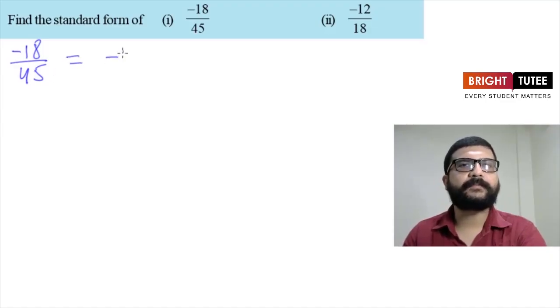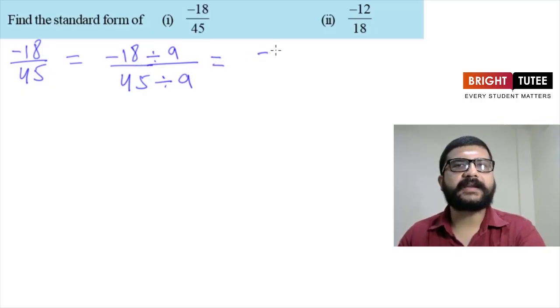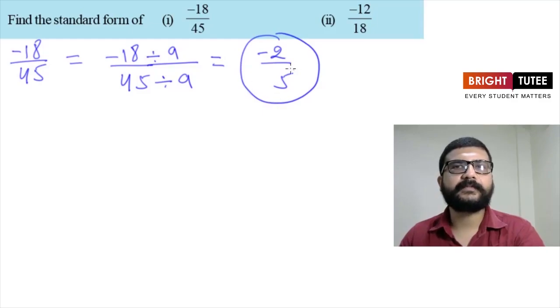So this will be equal to minus 18 upon 45. Now minus 18 is divided by 9 and 45 is also divided by 9. Now this will give us minus 2 upon 5. So therefore the standard form of the number is minus 2 upon 5. As we can see now, between 2 and 5 there is no common factor other than 1 and the denominator is also positive here. So this is the standard form of the given number.